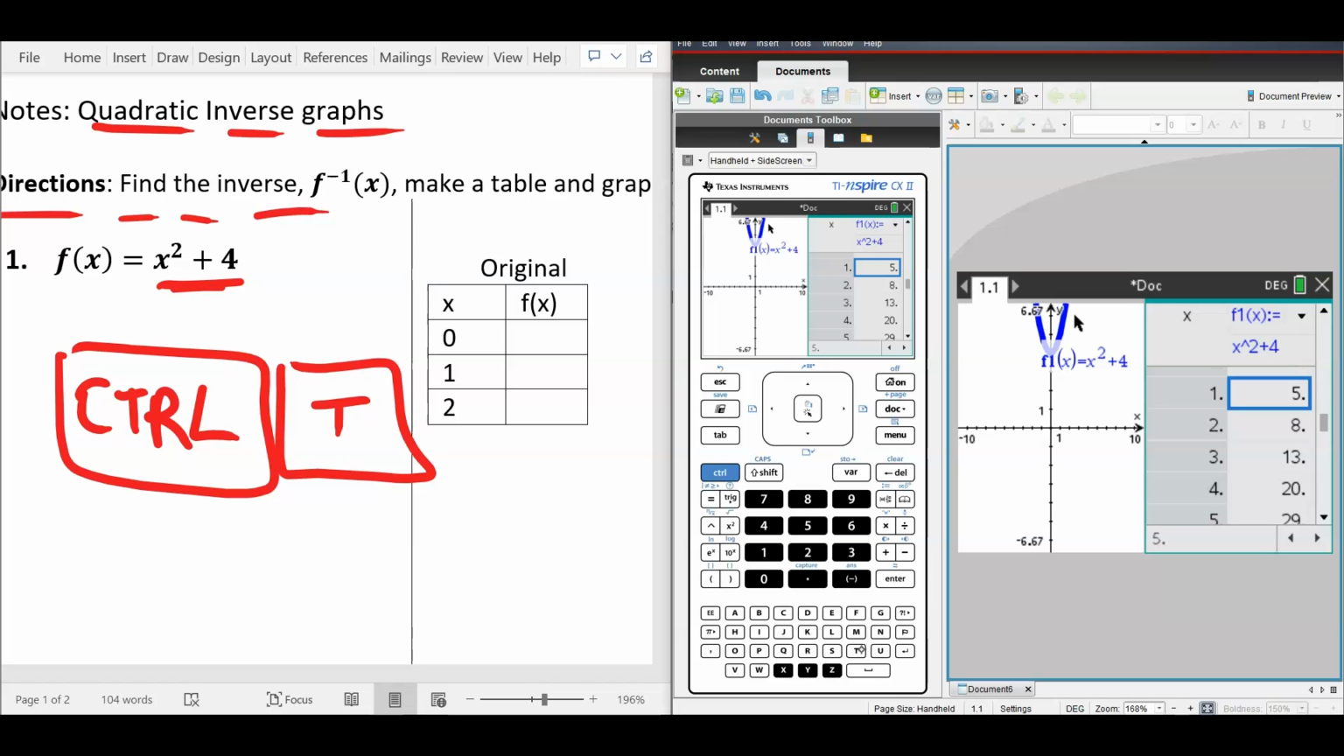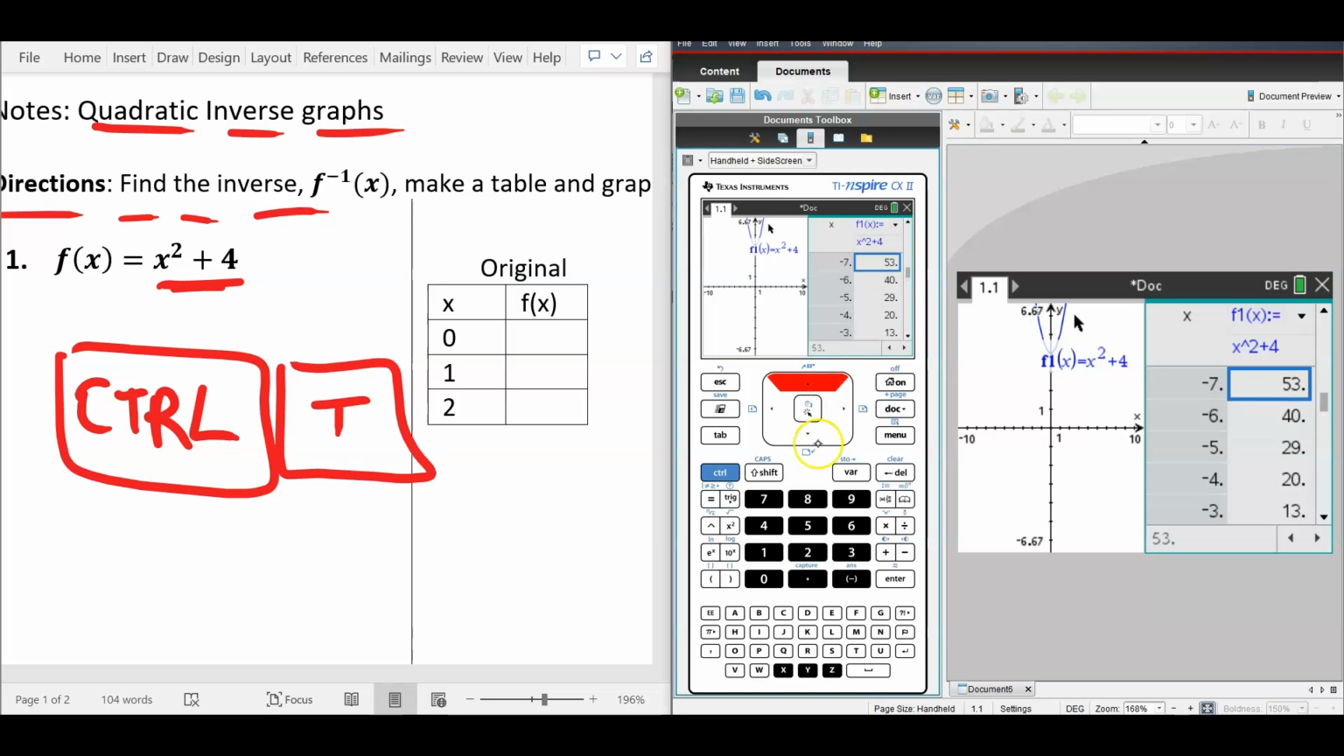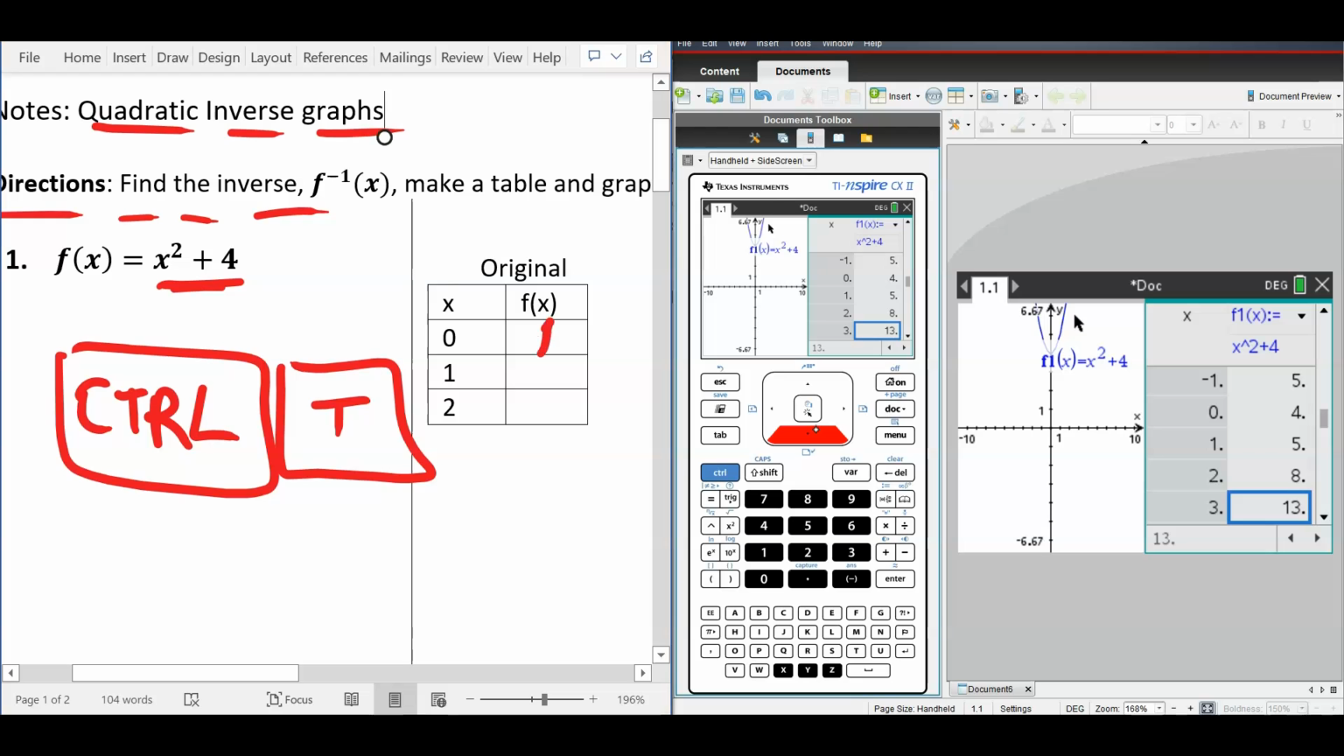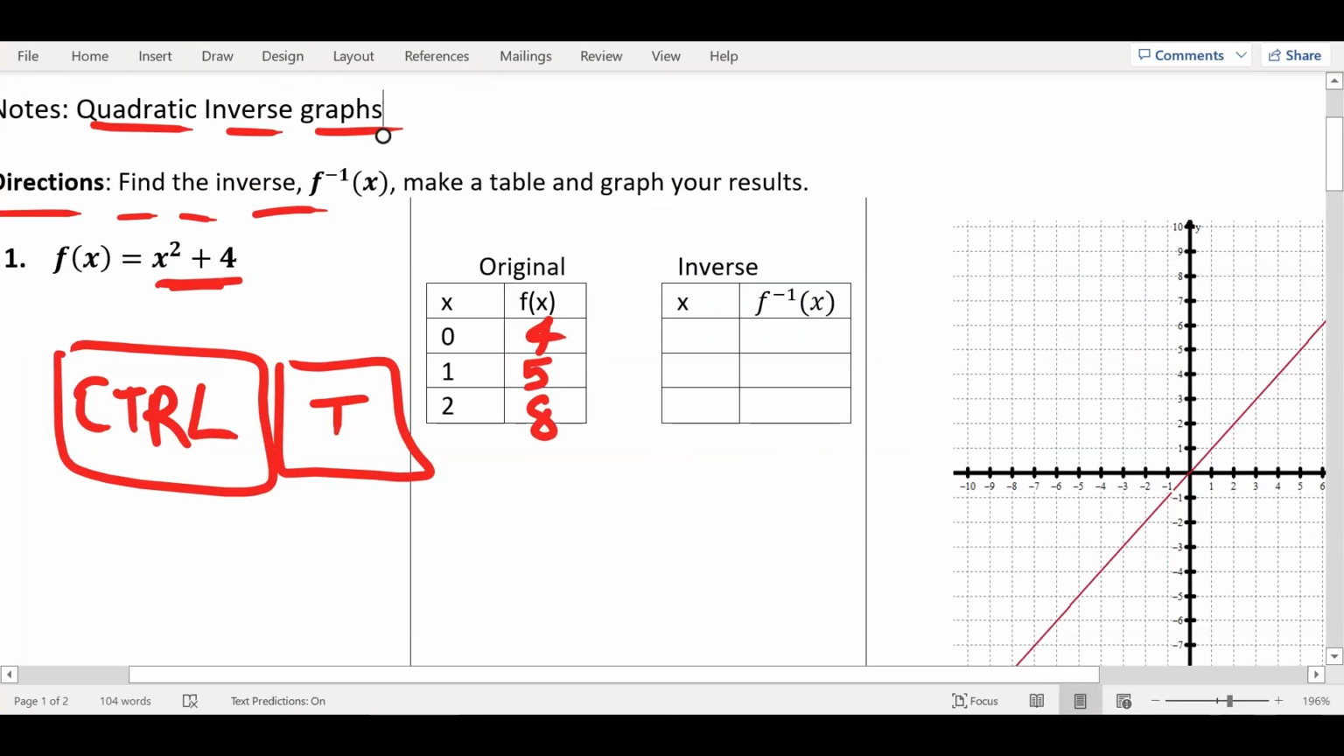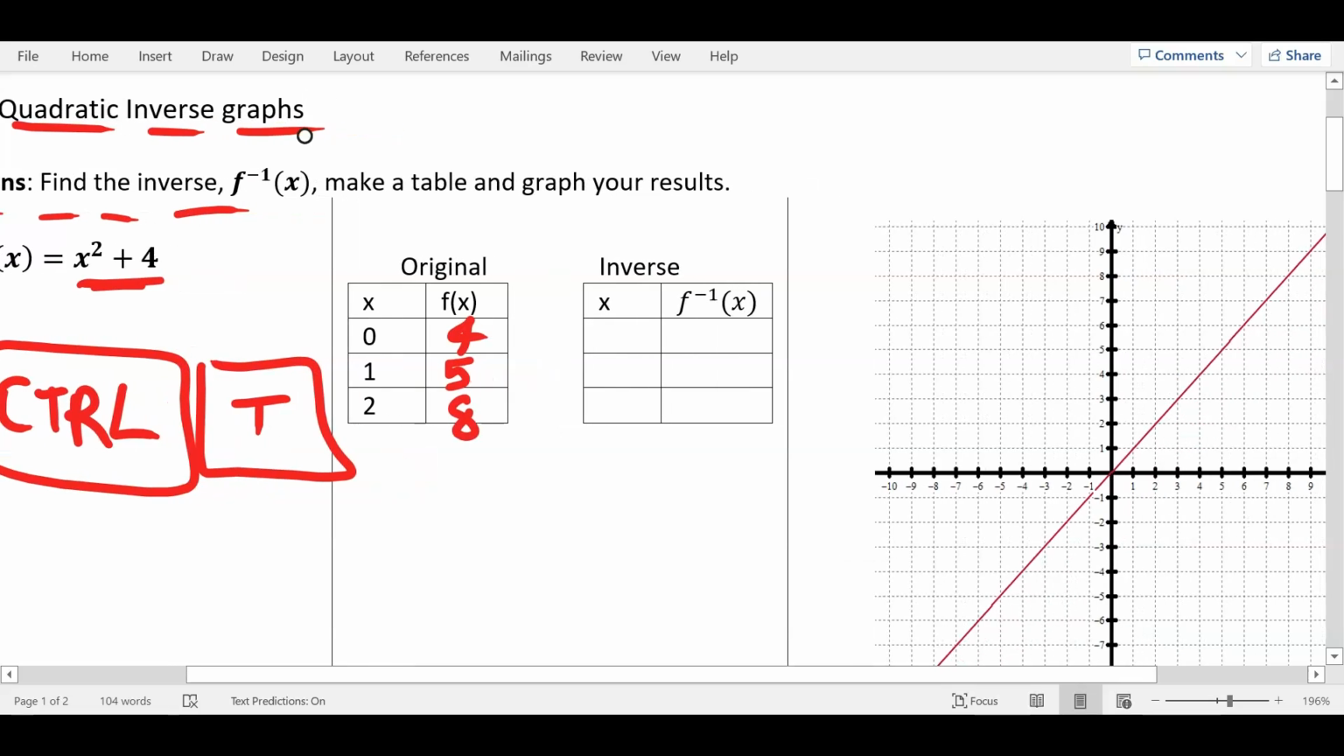So I'm going to go up. Not too far, actually. Okay, so stop talking, stop. So 0 gives me what? 4. 1 gives me 5. 2 gives me 8. Okay, so 4, 5, 8 is going to be what I'm filling in right here. Now, can you graph those 3 points and connect it with a curve? Okay, so 0, 4, put a point there.